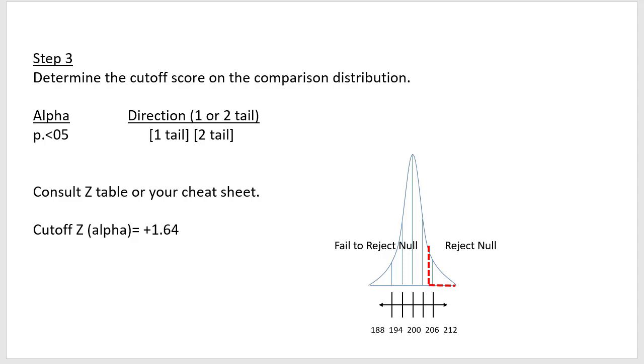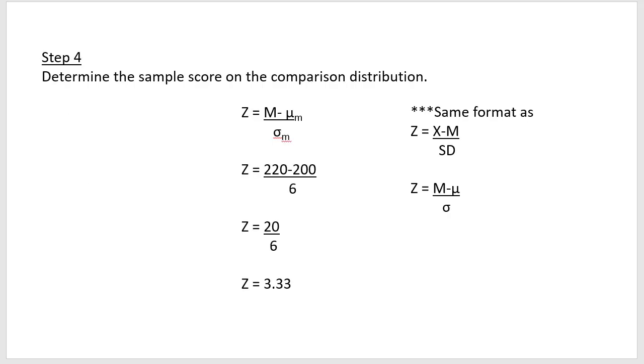Let's take a look at step number 4. Step number 4 is to determine the sample score on the comparison distribution. We need to find out where our sample's z-score is. The sample z-score is equal to the mean of the sample minus the population mean, which in this case is the mean of the distribution of means, divided by the standard deviation of the distribution of means.